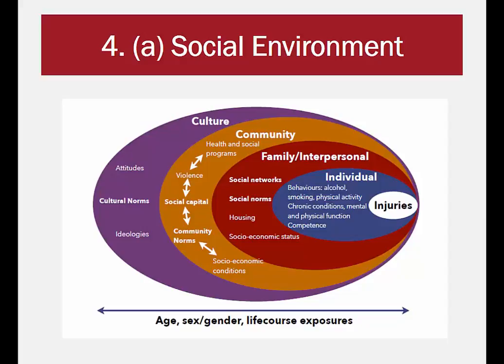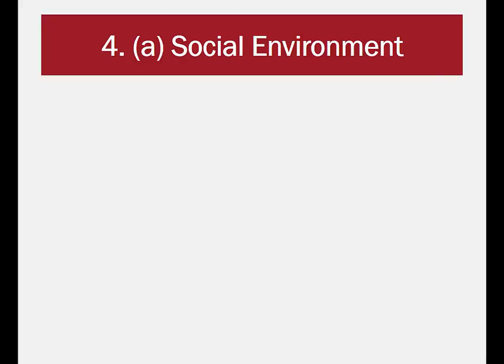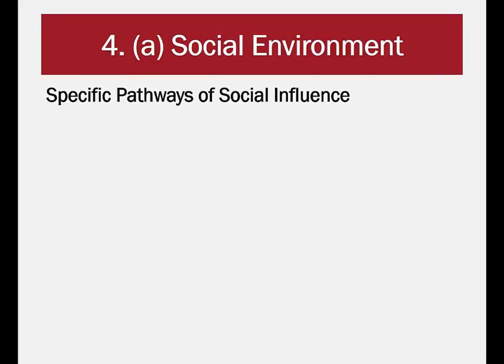The model depicts injury as arising from an interactive process between individuals and their surrounding environment. According to the eco-social model, social factors can potentially impact injuries through social networks which operate at interpersonal levels and through social capital at the community level. So let's talk about these social factors in a little more detail.